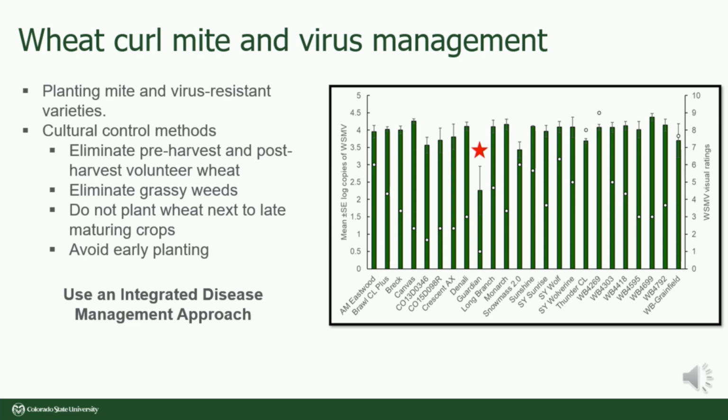So continue cultural control methods, especially eliminating pre-harvest and post-harvest volunteer wheat, eliminate grassy weeds that serve as hosts for the mites and the virus. Do not plant your wheat next to late emerging crops, summer crops like corn and sorghum and small grains, and avoid early planting, and as much as possible delay planting to lengthen that time and break down that so-called green bridge. So overall, the bottom line is to use an integrated disease management approach to control this complex of diseases.